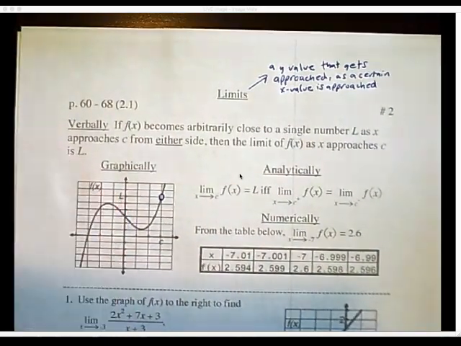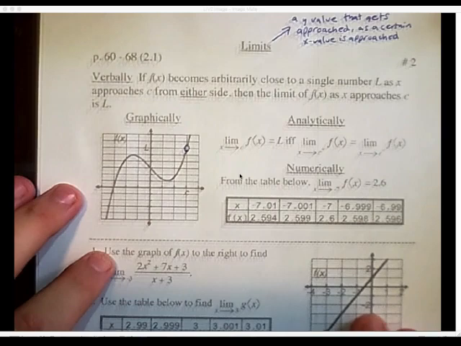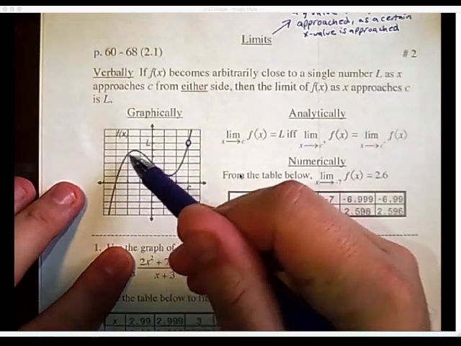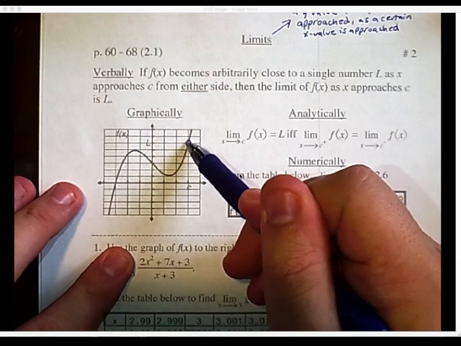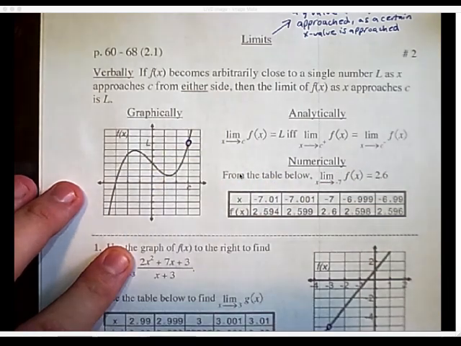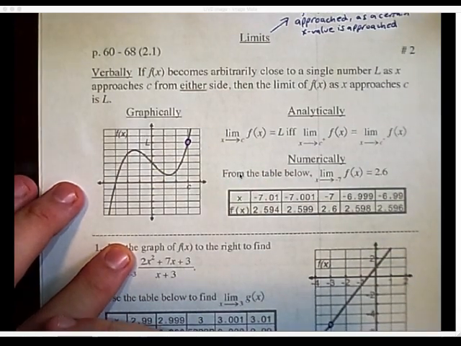She says verbally, if f of x becomes arbitrarily close to a single number L as x approaches c from either side, then the limit of f of x as x approaches c is L. So let's understand it graphically. So we have some curve which we're calling f of x here. Okay, and f of x has a hole, or the fancy word for that is a removable discontinuity.